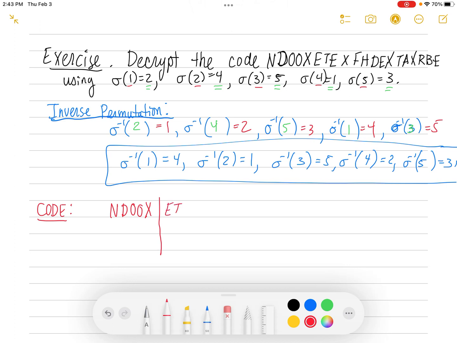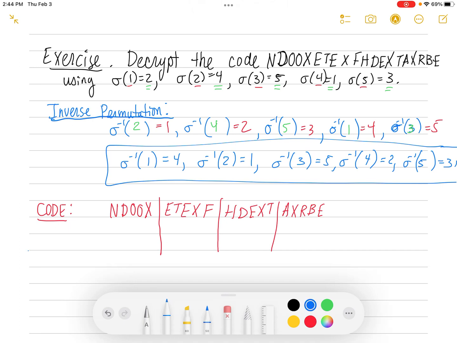And then I have E, T, E, X, F. Another block of 5. Then we've got H, D, E, X, T. Another block of 5. And we conclude with A, X, R, B, E. So we've got blocks of 5. There are 20 characters, which is a multiple of 5, so there are 4 blocks of 5.